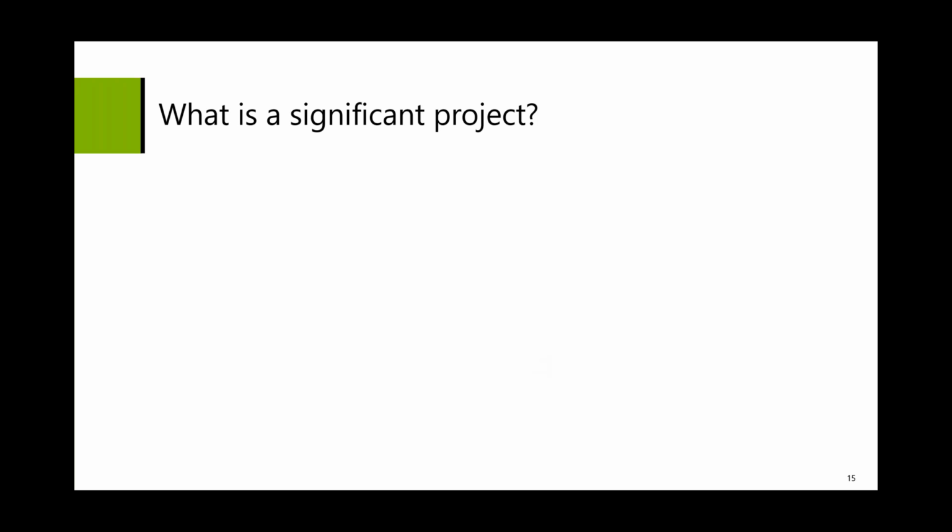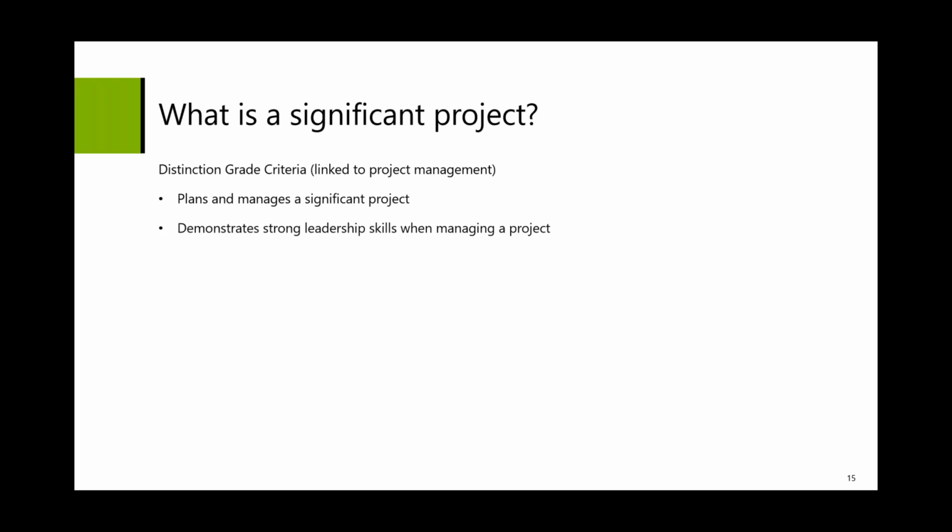Which brings me on to what is a significant project. At the moment, the main downfall for people getting 100% on the project would be the fact they do smaller projects. To get the distinction grade criteria, which is linked to project management, they must plan and manage a significant project. They must demonstrate strong leadership skills when managing a project. They must be able to understand and apply a strong grasp of project management tools and principles.